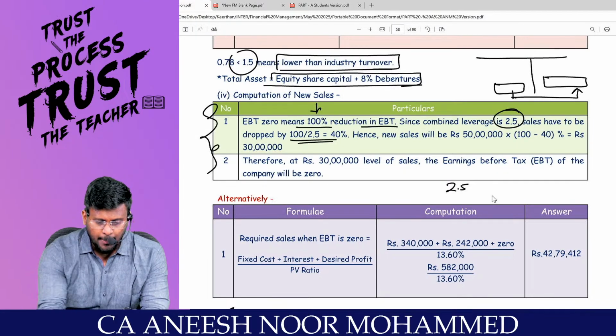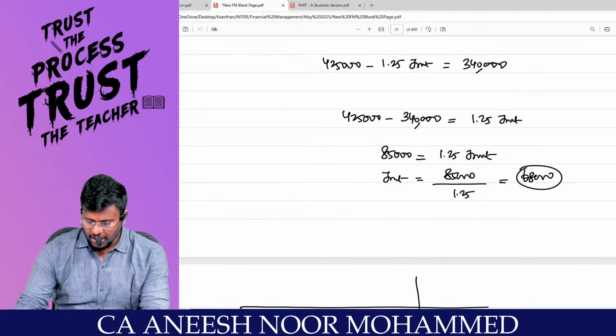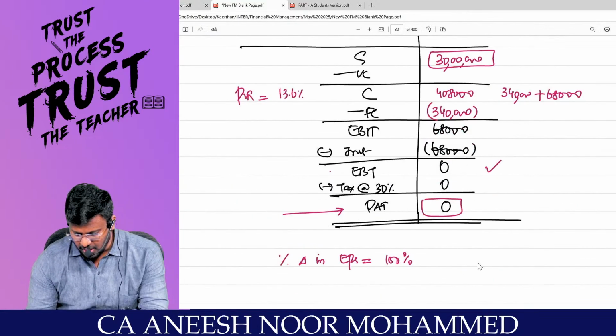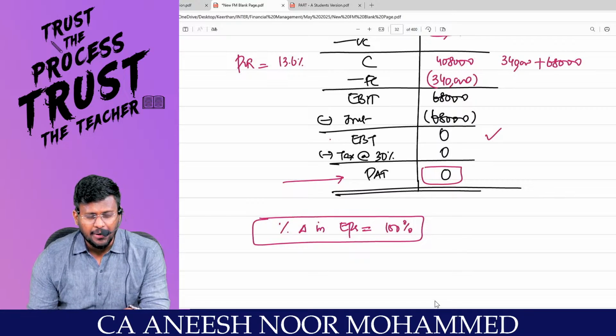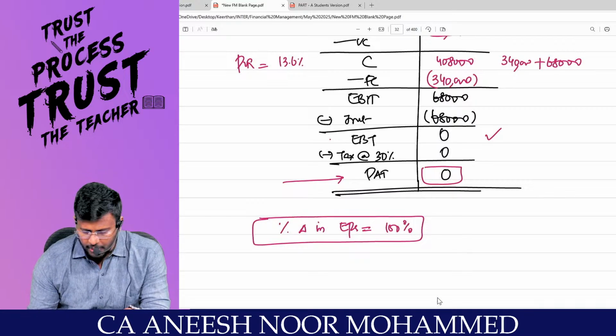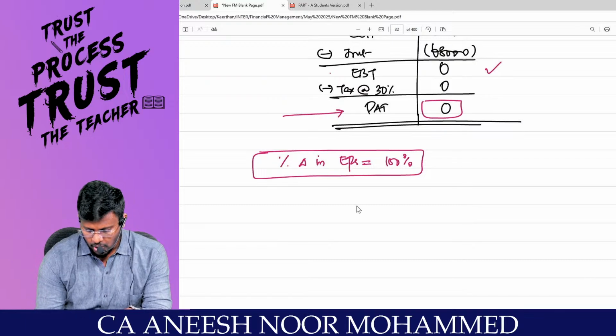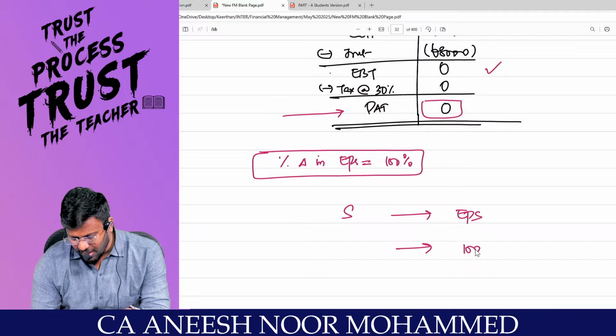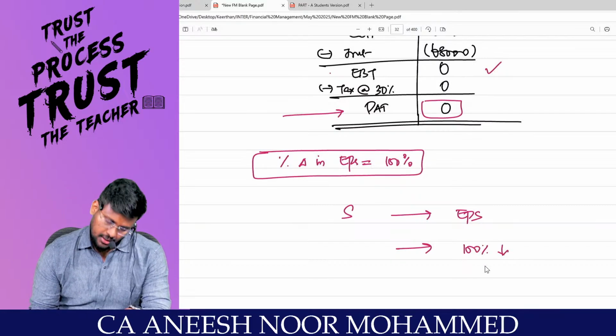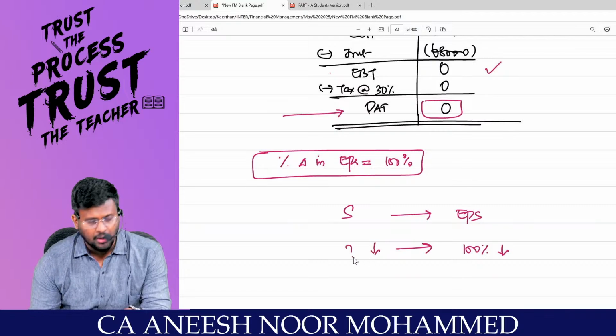I know that EBT is going to become 0. If EBT is going to become 0, automatically EPS is going to become 0. That means the percentage change in EPS is going to be 100%. So this is sales and this is EPS. They have given 100% as the fall in EPS. Their question is how much should the sales fall.